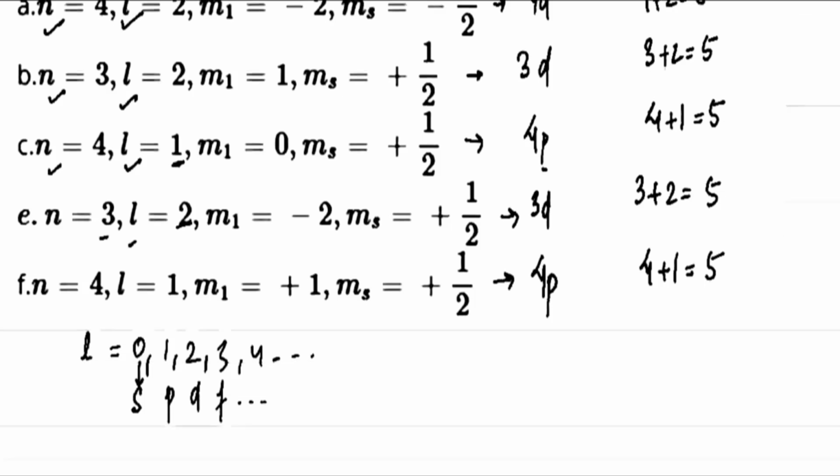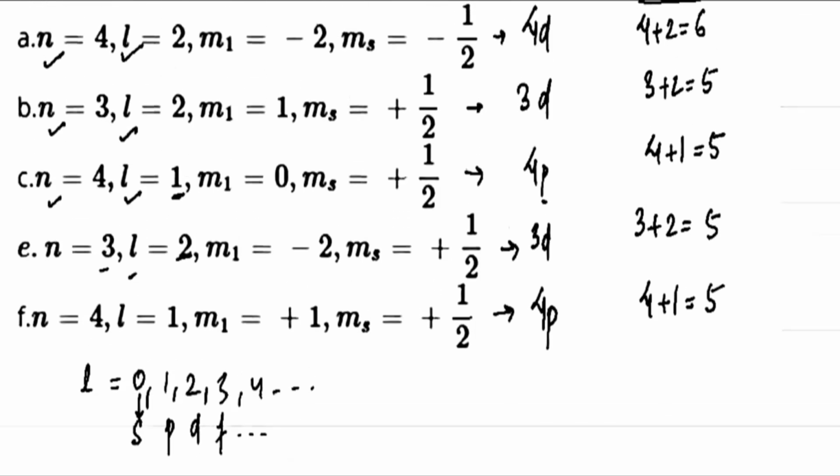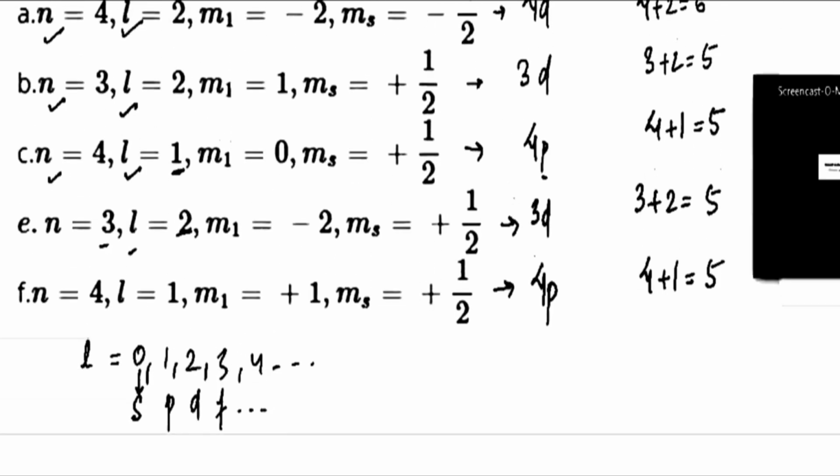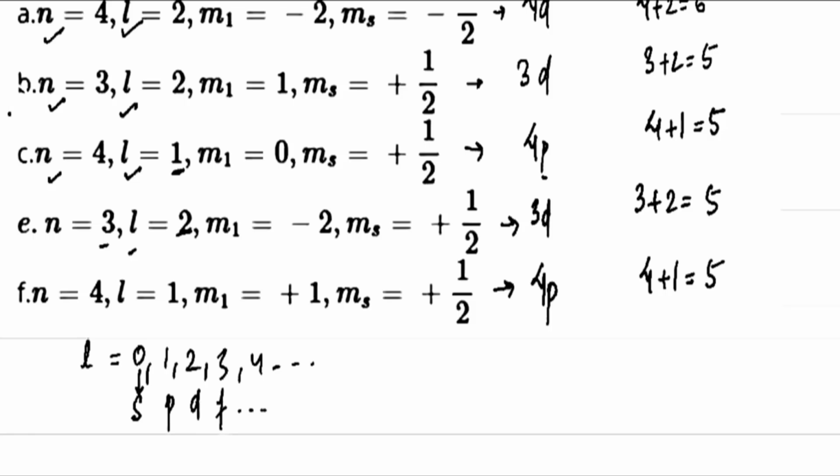Now we need to arrange the increasing order of energies. First of all, let us try to understand which of these energy levels are actually equal. We have 3d here and we also have 3d here. So B and E are 3d, and the n plus l values are also the same, right? So I can say that B and E have the same energy levels.